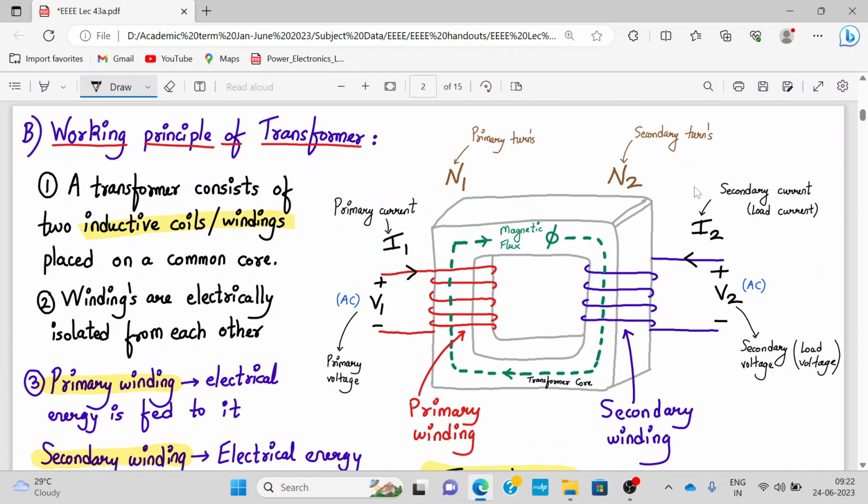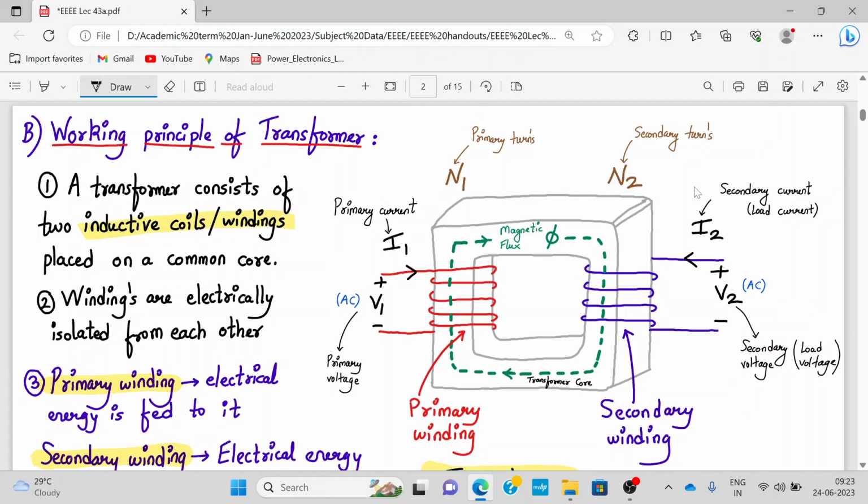So basically transformer consists of two inductive coils. Now this is the primary winding or primary coil, we can call it a coil or a winding, and a secondary winding, which are placed on a common core. So this is my transformer core. The winding or coil in which the electrical energy is fed is called the primary winding. So here you apply electrical energy which is AC in nature, and the other winding from which the electrical energy is drawn out is called the secondary winding.